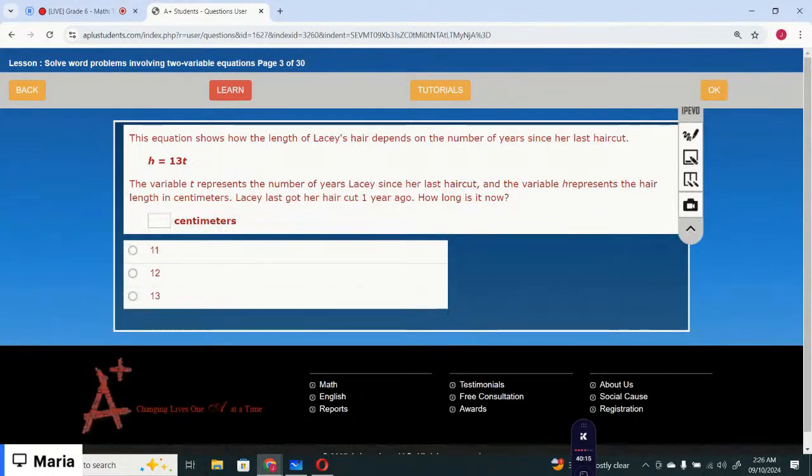The next one is this equation. The equation shows how the length of Lacey's hair depends on the number of years since her last haircut. H equals 13t. The variable t represents the number of years since Lacey's last haircut, and the variable h represents the hair length in centimeters. Lacey last got her haircut 1 year ago. So which is the correct option?